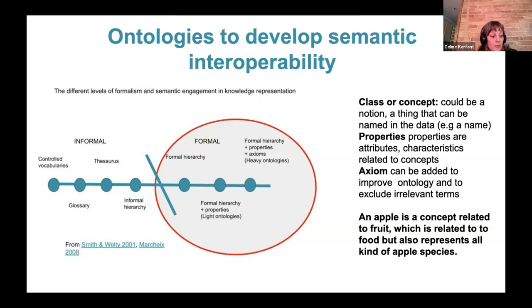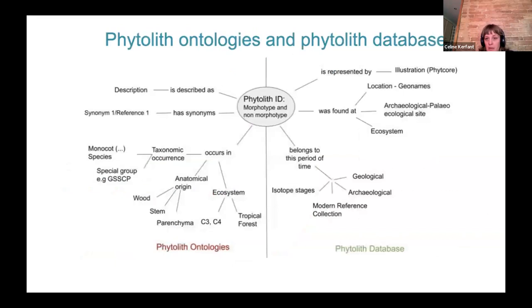And to make it really powerful, you can add axioms to improve your ontologies. The axioms will exclude irrelevant terms, and they work as statements that say what is true from what is false in a domain. Therefore, this really helps to detect inconsistencies between terms. And this is also why ontologies use, as Henriette already spoke of it, OWL format, which is Ontology Web Language, because all this can be translated into mathematical logic axioms.